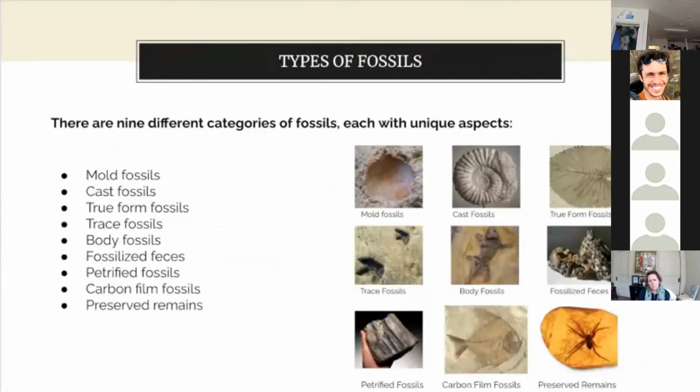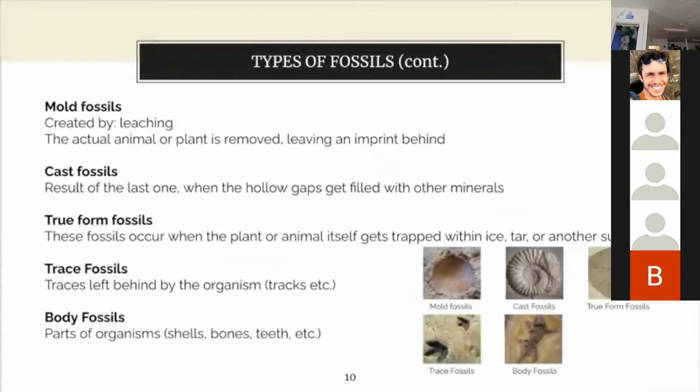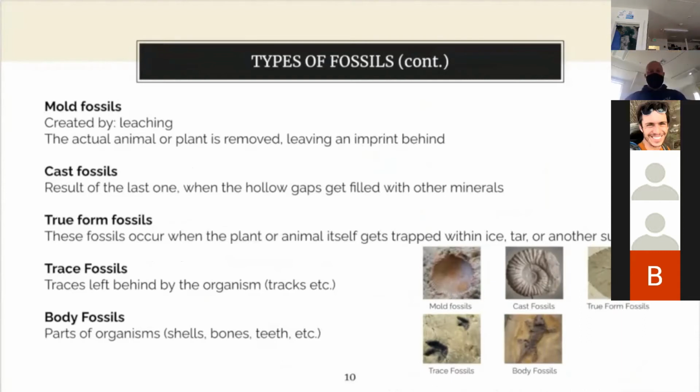There are 9 different categories of fossils, each with unique aspects. Mold fossils are created by a process called leaching, where the actual animal or plant is removed, leaving an imprint behind. Cast fossils are the result of the last one, when hollow gaps get filled with other minerals. True form fossils occur when the plant or animal itself gets trapped within ice, tar, or another substance and gets fossilized. Trace fossils are traces left behind by the organism. Think of big footprints. Body fossils are fossilized parts of organisms like shells, bones, and teeth.